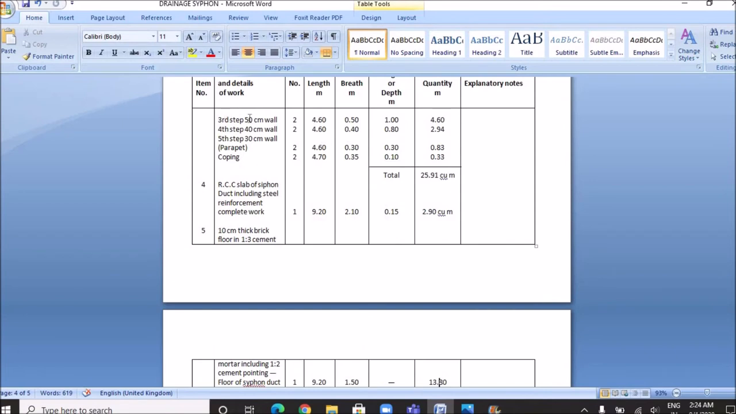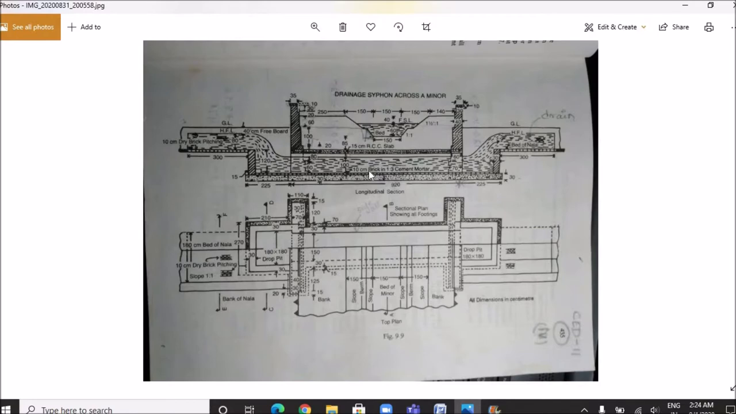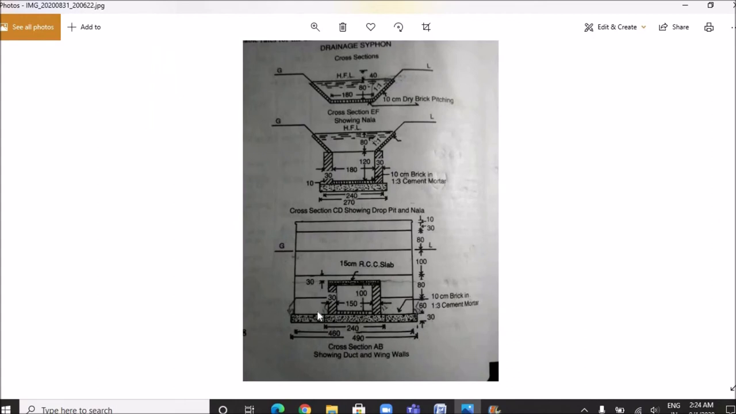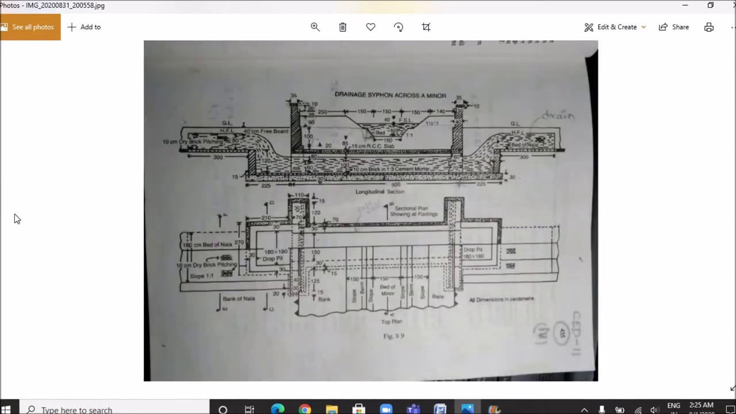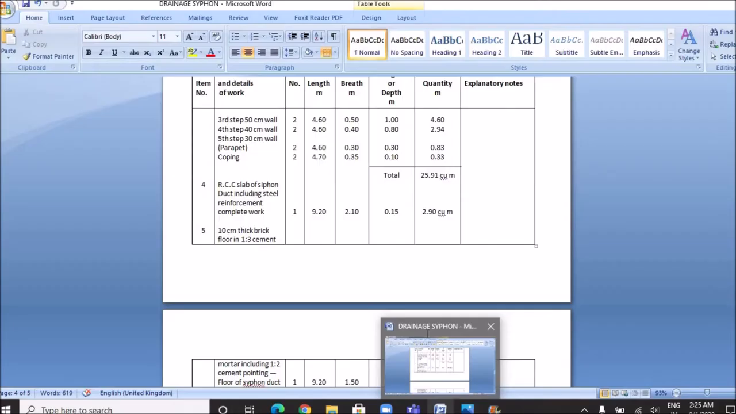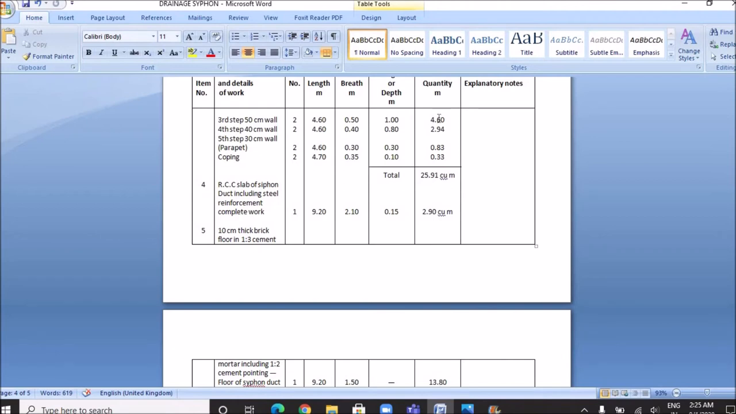For third step wing wall of 50 centimeter breadth, the number would be 2 and the length will be 4.6 meter from this portion to this portion. The height will be 100 centimeter or 1 meter. And the breadth is 50 centimeter. And the quantity is calculated as 4.6 cubic meter.